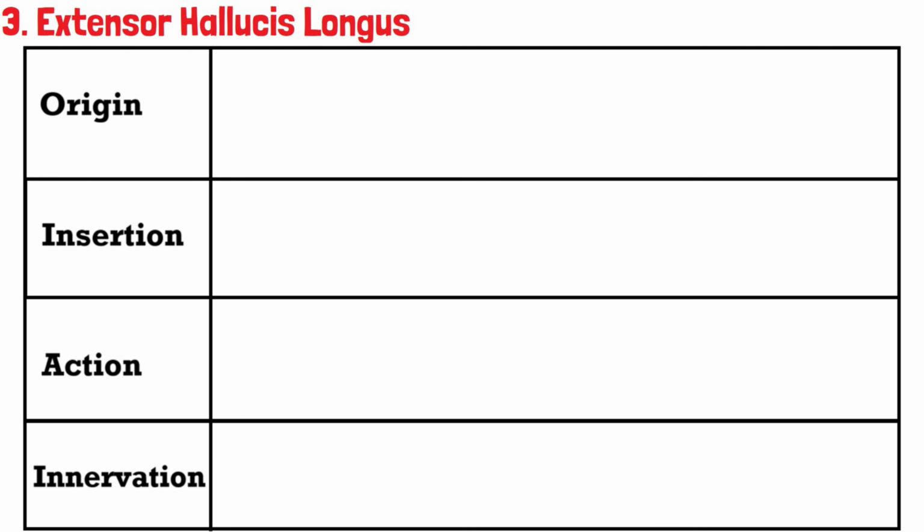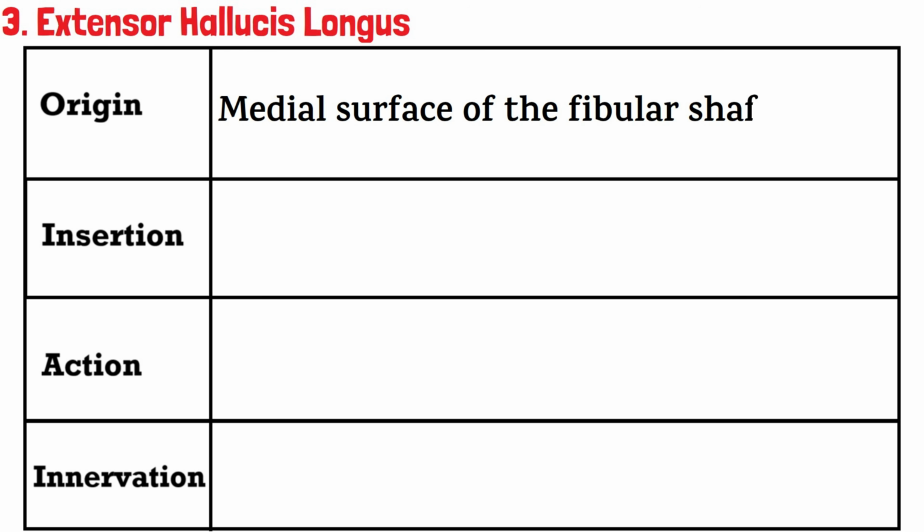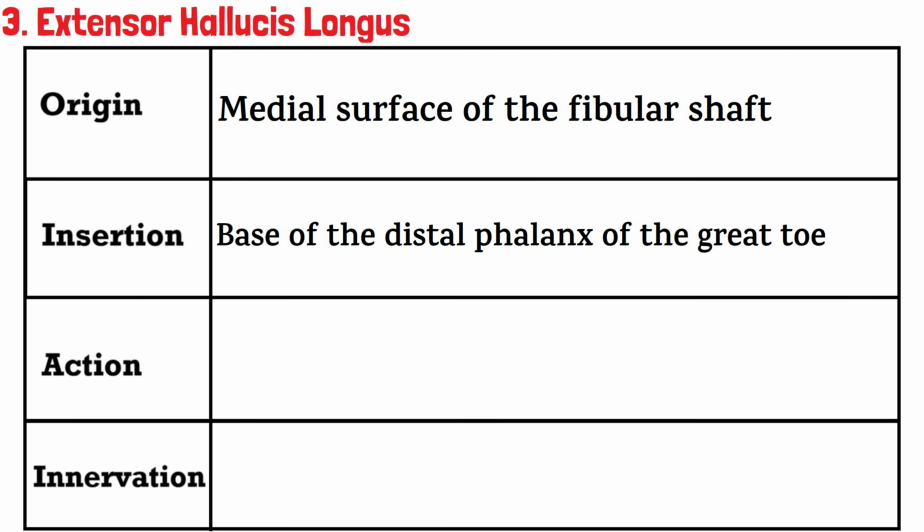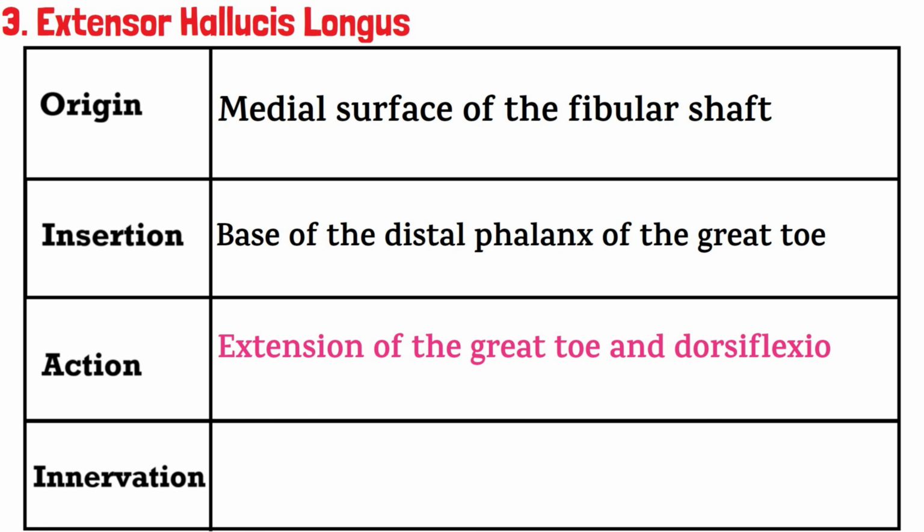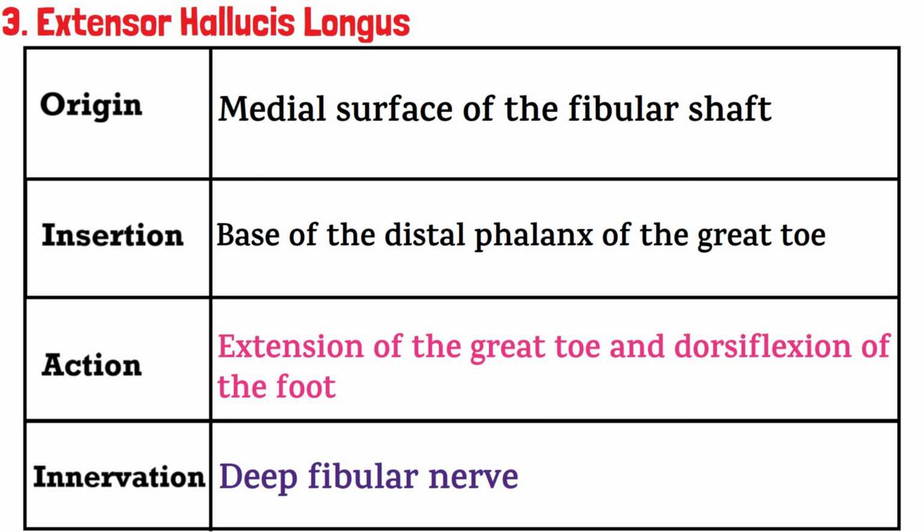This muscle is called the extensor hallucis longus. It originates from the medial surface of the fibular shaft and gets inserted onto the base of the distal phalanx of the great toe. As the name suggests, this muscle extends the great toe and also helps in dorsiflexion of the foot. It is also supplied by the deep fibular nerve.